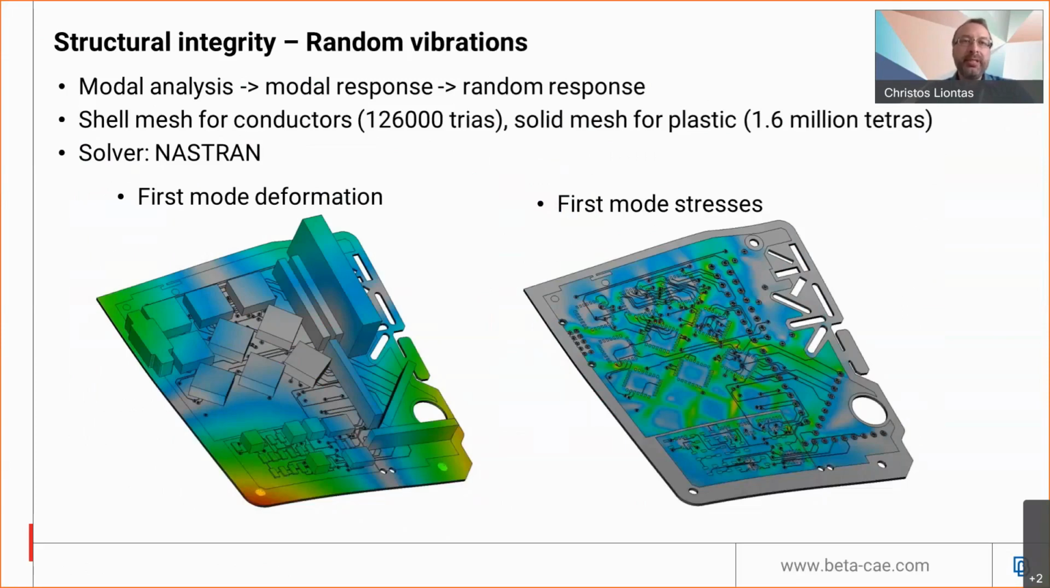Another structural integrity application is random vibrations. The second most important reason for PCB and electronic failures is vibrations. For this case, we have taken the same PCB and we have performed a modal analysis. We have computed, first of all, the modes up to a certain frequency. You can see here the first mode, on the left the deformation of the mode, and on the right the stresses of this mode.